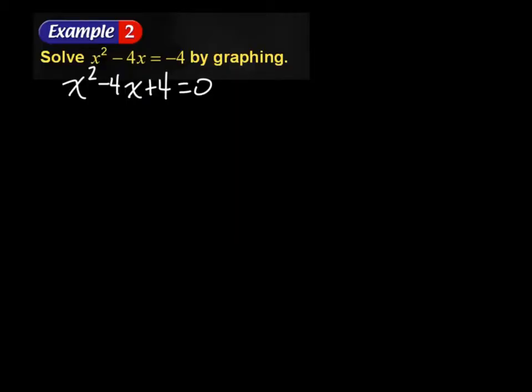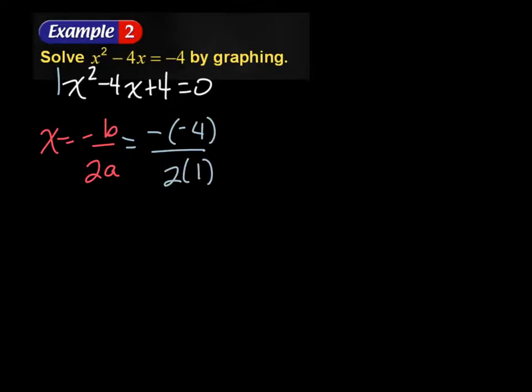Okay, the first thing we want to do on example 2 to solve by graphing is to put everything on one side of the equation. And then we'd like to know where the axis of symmetry is again. So I've got -(-4) over 2 times 1 again. So 4 divided by 2 is 2.